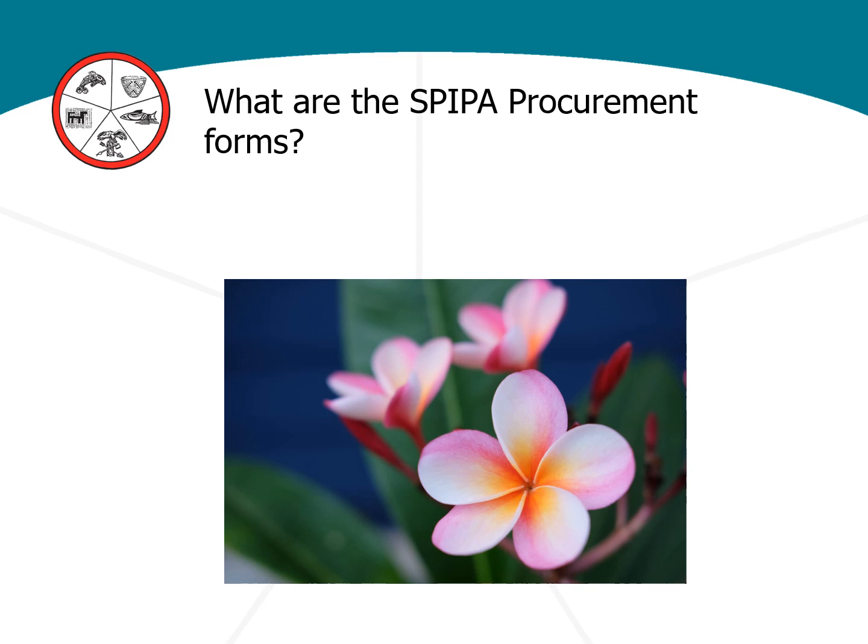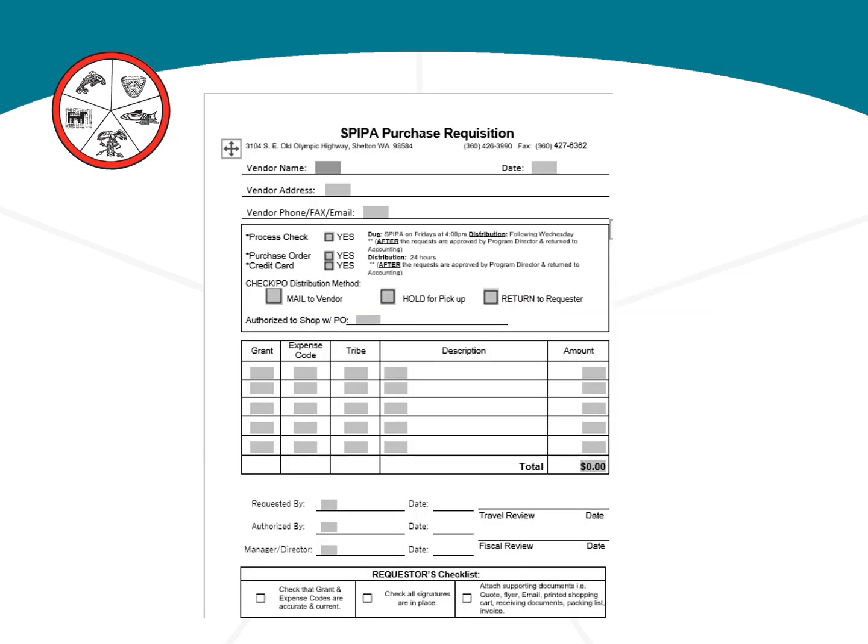The main SPIPA procurement form, whether you're doing a paper copy or a Smartsheet transaction, and Smartsheet is another presentation you can watch from our channel, you need to start with a purchase requisition. You're going to see a blank form, and then each section of the form will be explained, and then you'll see a completed form. This form is available in electronic format by requesting it from SPIPA Fiscal Services.